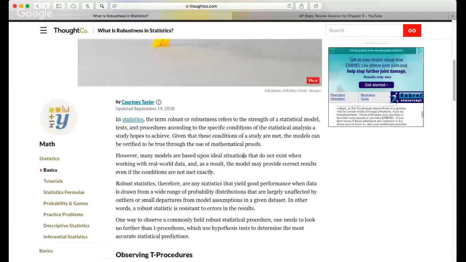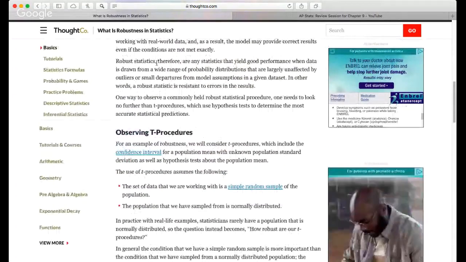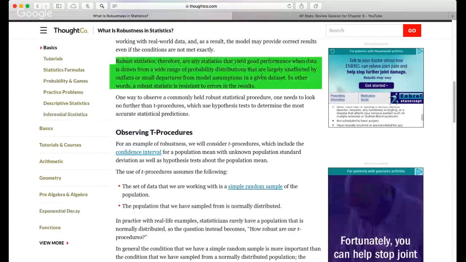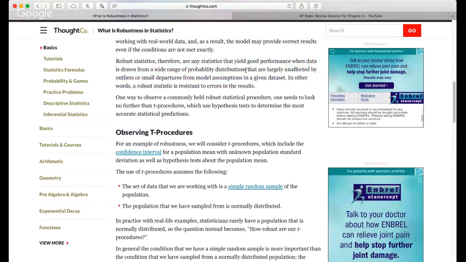We're going to start with this term robust. What does it mean? Robust statistics are any statistics that yield good performance when data is drawn from a wide range of probability distributions. This is the key: they are largely unaffected by outliers or small departures from the model in a given data set. In other words, a robust statistic is resistant to errors in the results.